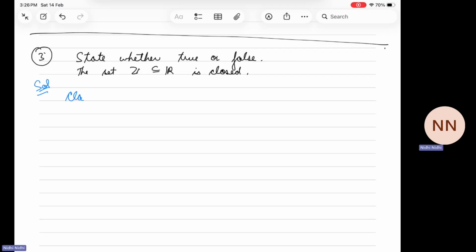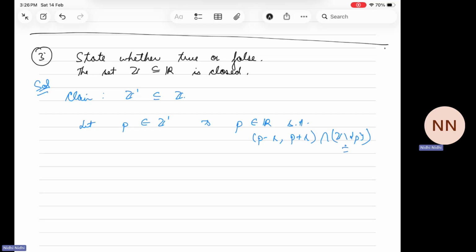We claim that Z prime is contained in Z. So basically every limit point of Z is an element in the set of integers Z. Now let P be any point in Z prime. This implies P is an element in R such that (P minus R, P plus R) intersection Z minus {P} is non-empty for every R positive.